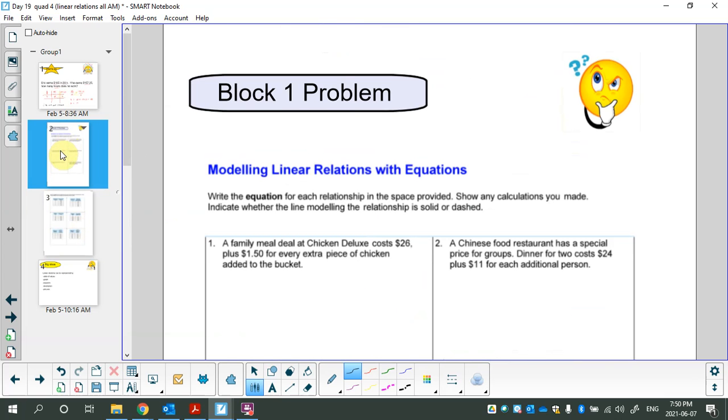So let's start with the words. The question says, write the equation for each relationship in the space provided. Show any calculations you made, so we can keep that. Indicate whether the line modeling the relationship is solid or dashed. So I'm actually going to take a dashed line. No, let's make it solid. And strike that out. Instead, we're going to talk about whether or not the relationship shows partial variation or direct variation. And if you've forgotten what that is, we'll recap that in a minute.